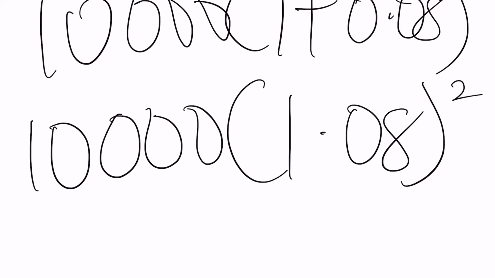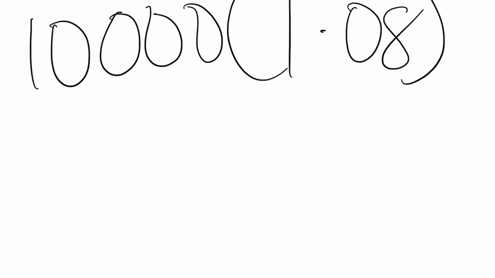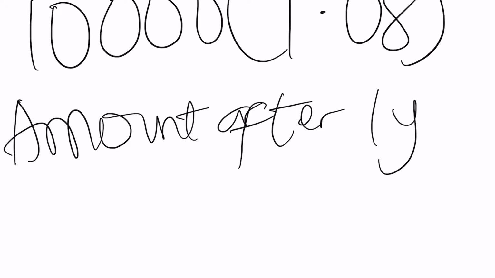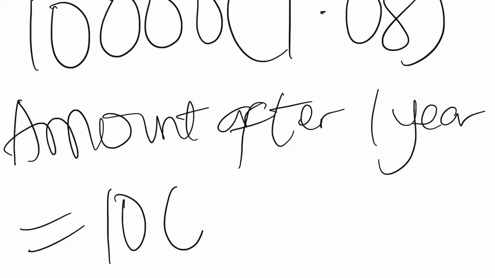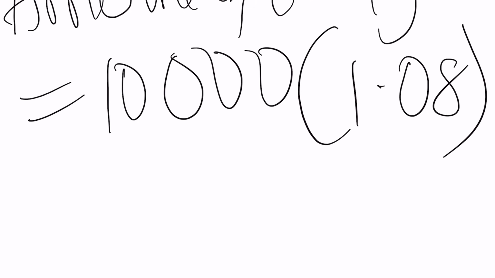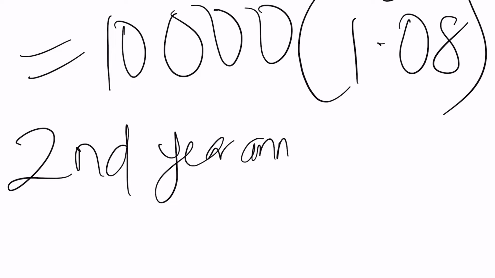Now, the first year annuity would yield interest for 2 years only, since it is paid at the end of the first year. Now, if we have this as the amount after 2 years, the amount after 1 year will now be 10,000 into bracket 1.08. So we have it. Now, what do we do? We add it together. So we have our second year annuity also to be 10,000.